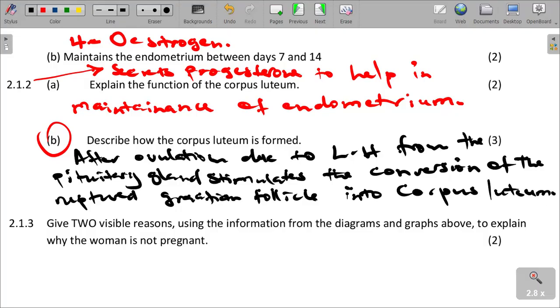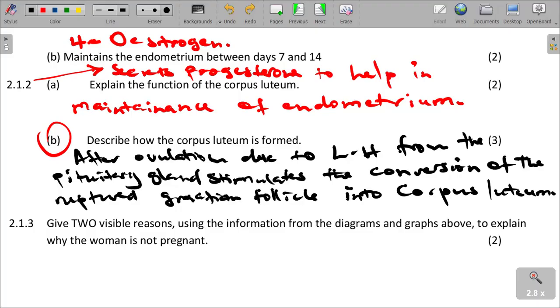It is actually after ovulation, due to luteinizing hormone from the pituitary gland, that the conversion of the ruptured graafian follicle into corpus luteum is stimulated. So it is ovulation that occurs, which enables the conversion of the ruptured graafian follicle into corpus luteum. That is one key point that we need to take note of.